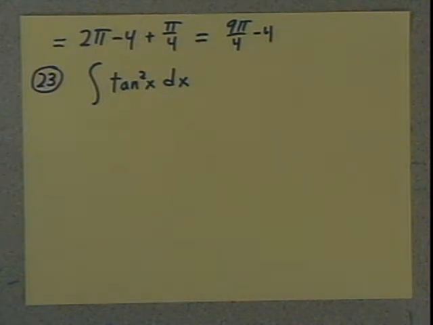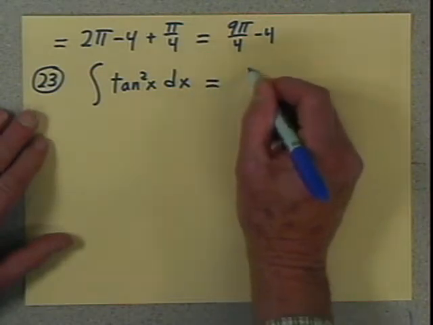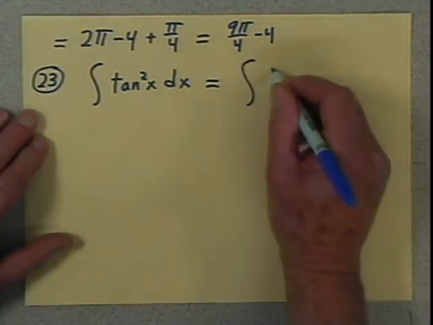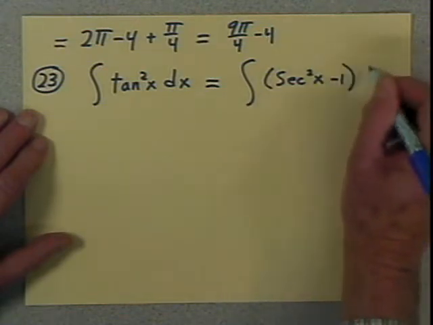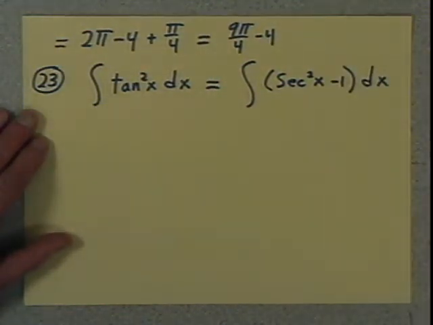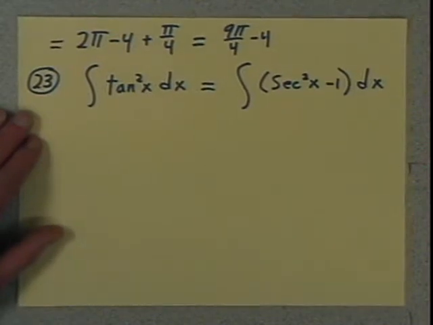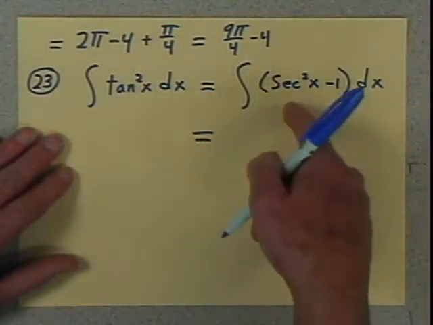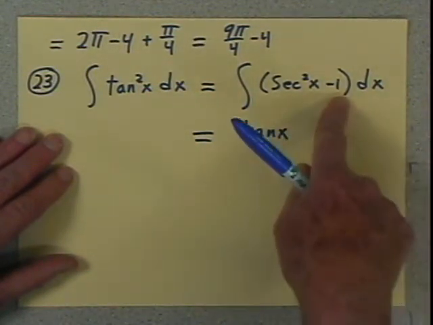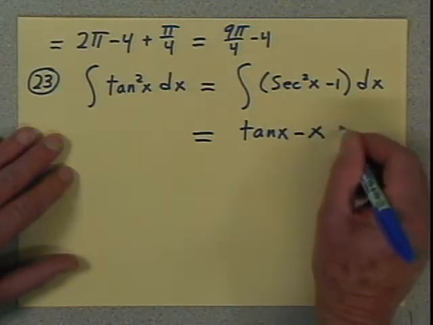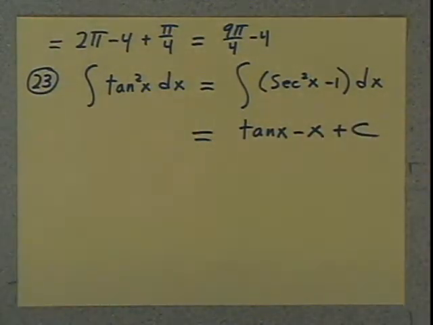Secant squared and cosecant squared. Well, there it is. You see, tangent squared is secant squared minus 1. So this is just a matter of applying one of the Pythagorean identities, because the antiderivative of secant squared is tangent, and the antiderivative of 1 is x. That one's history.